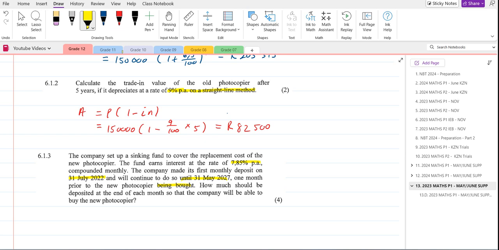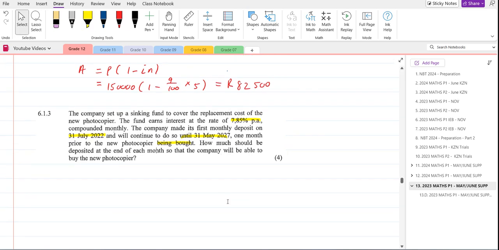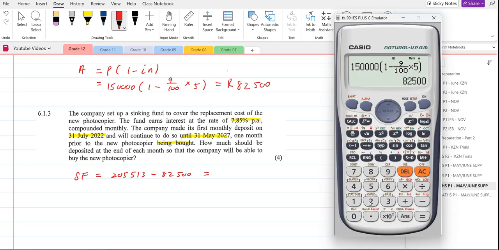We're going to solve this. First we need to work out the amount of the sinking fund. So we're going to work out SF, the sinking fund amount, which is the previous value, 205,513, minus 82,500. So 205,513 minus the answer, I've got 123,013.